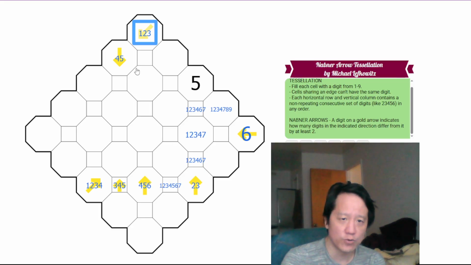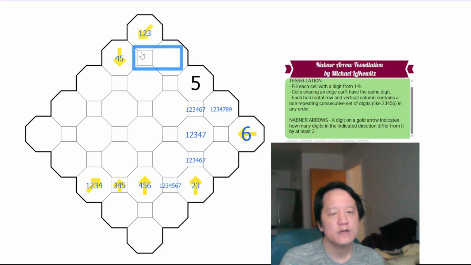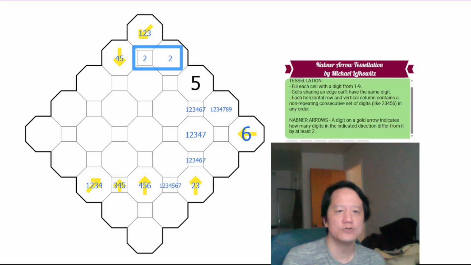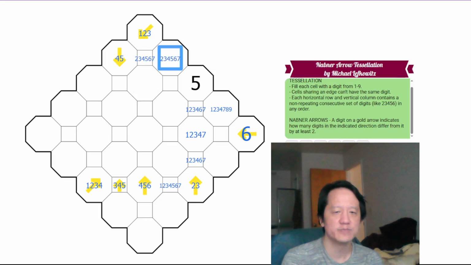So this is 4 or 5. This can go down to 2 or up to 7. So we have 2, 3, 4, 5, 6, 7 as possibilities. This can't be 5 because of the 5 as a neighbor.